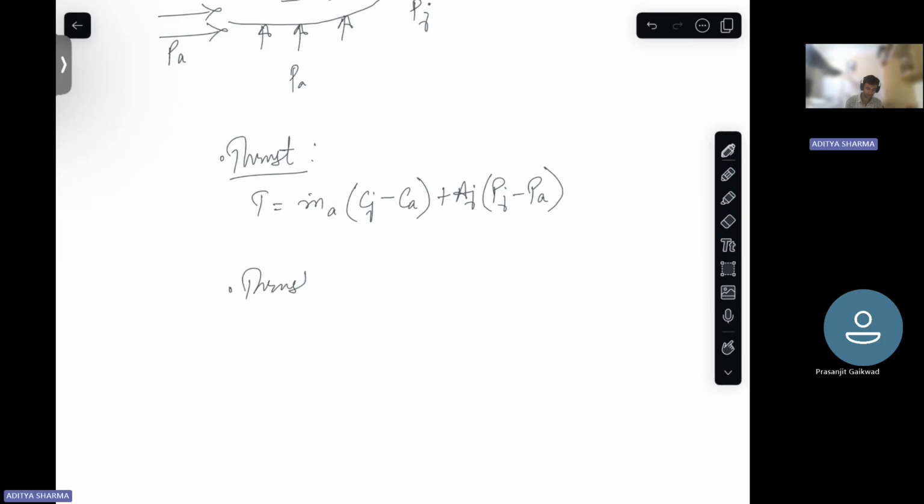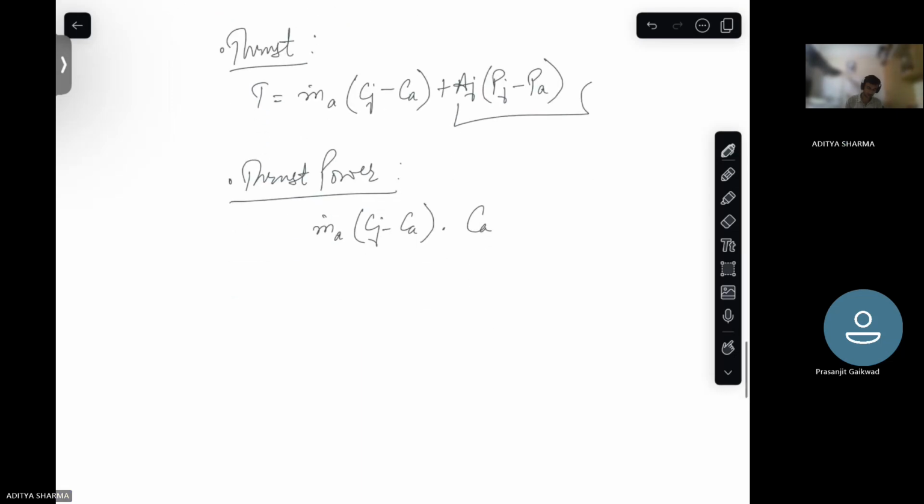Then what is your thrust power? When you multiply force with velocity, that gives you power. Right? So this basically is mass flow rate of air, right, dot Ca. If this component we don't write here, in that case, this is your thrust power.